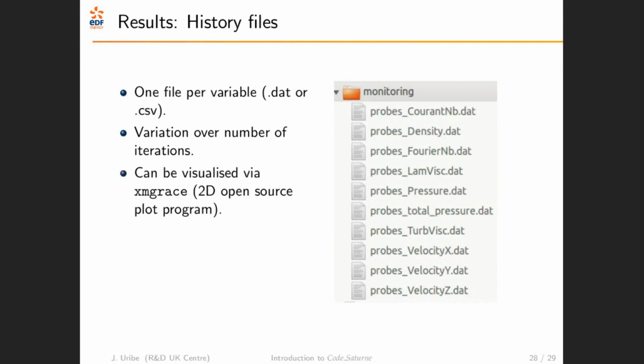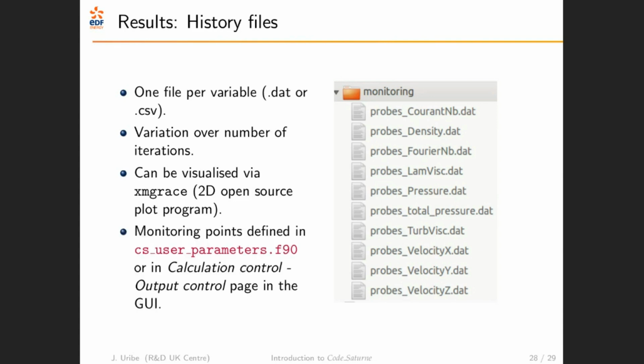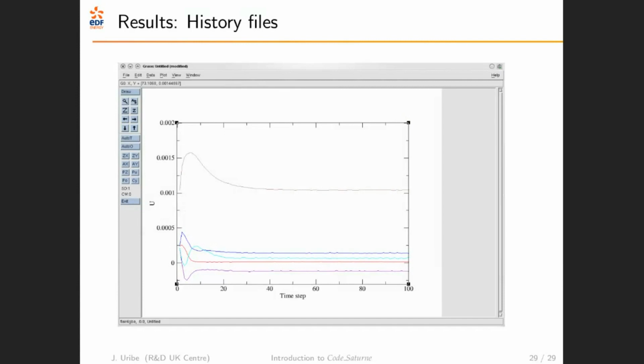And you can select how often that is saved. So by default, it's every iteration, but you can do it every 10 iterations or so. And at the end, it's just a text file, so you can open that with Gnuplot or Grace or Excel or any other program. So that's an example of what you would see for monitoring points that have one value and then converge to, or don't converge to, a final solution.